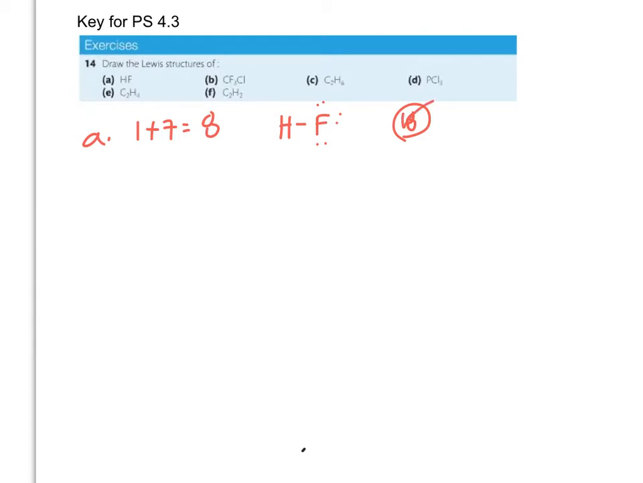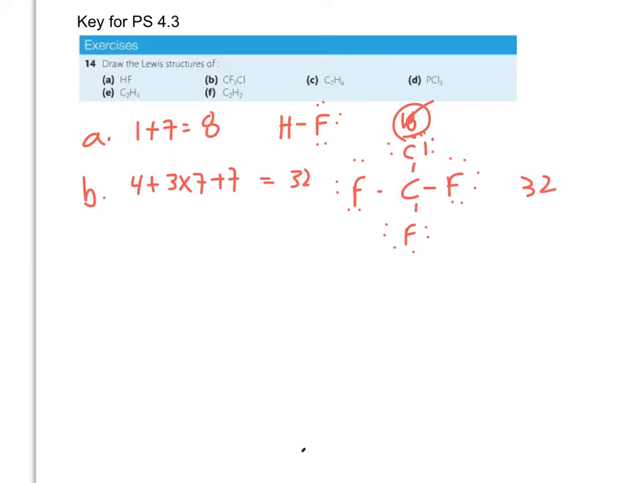the correct structure. For B, I have carbon, I have 3 fluorine, and I have a chlorine, so when I add it up, I have 32 electrons to use. When I put the carbon in the middle and attach the 3 fluorine, 1 chlorine, and then I fill in my lone pairs, I have 6 on each of these atoms attached to the center atom, but carbon has enough, and I count up, and again, I've used 32 electrons, so that is my complete structure.